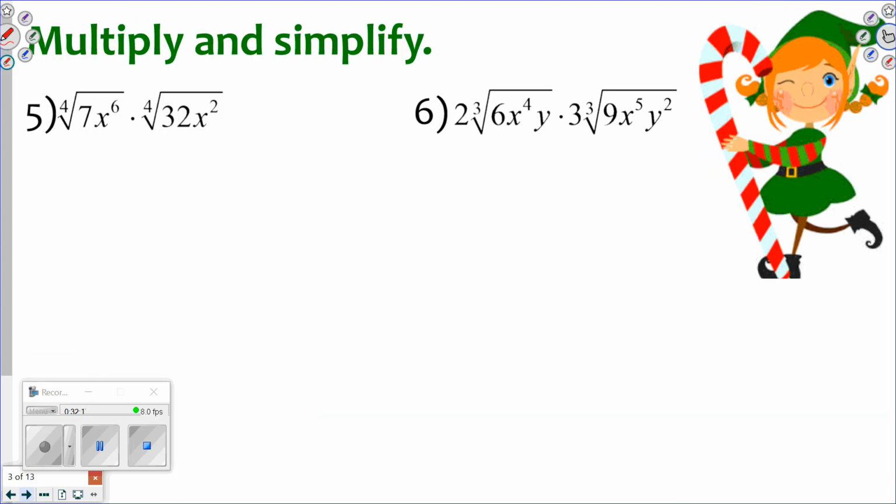All right. Fourth root of 7x to the 6 times the fourth root of 32x squared. We multiply first. They're both fourth roots, so that stays. What's 7 times 32? And that would give me x to the 8th. Remember, when you multiply, you add exponents. So multiply them first, and then let's try to simplify. Fourth root of 224, perfect?